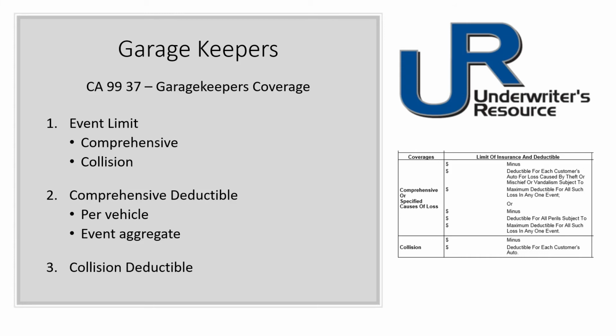It used to be that Garage Keepers coverage on the comprehensive perils had both a per vehicle limit and an event limit. However, they've done away with the per vehicle limit for comprehensive. And then deductibles are applied against comprehensive on both a per vehicle basis and an overall event aggregate. And the event aggregate is the most that the insured would have to pay if there was multiple cars damaged. And a collision deductible is a separate deductible as well, and it is basically on just a per vehicle deductible.